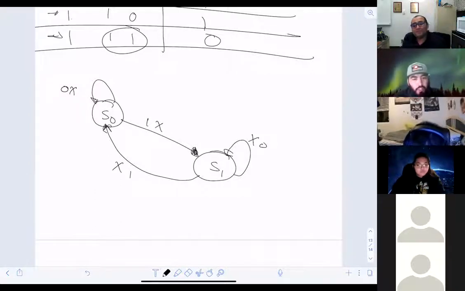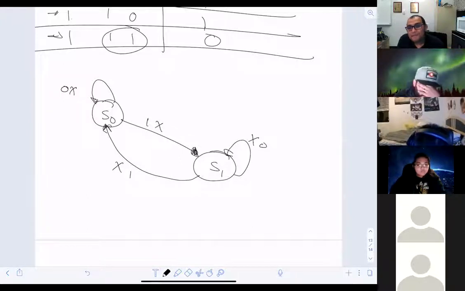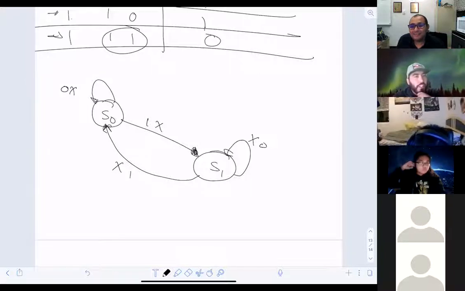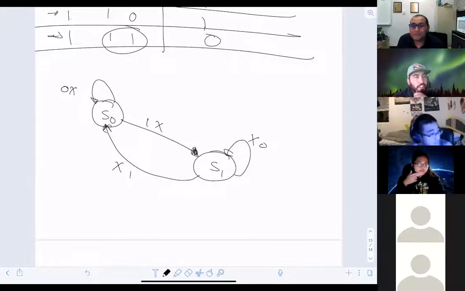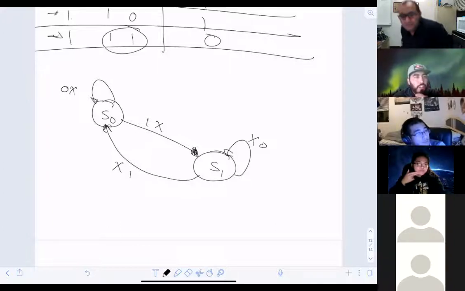Master, I know this is a little off topic, but what is this? This is a graph, right? Like in discrete math, where they have graph theory. Yes, that. So there is actually a branch of science called graph theory.